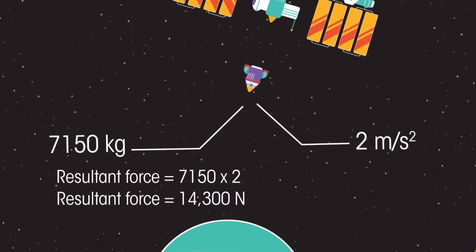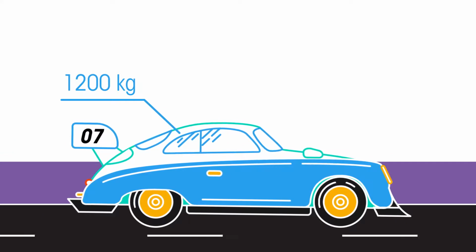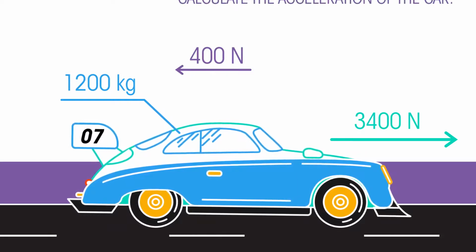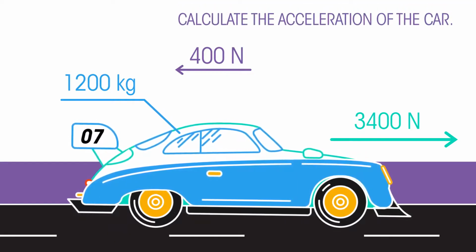How about this example? A car of a mass of 1,200 kilograms starts moving and accelerates on a racetrack. The car's engine produces a constant force of 3,400 newtons. A constant frictional force of 400 newtons acts on the car. Calculate the acceleration of the car. Pause the video while you work it out.